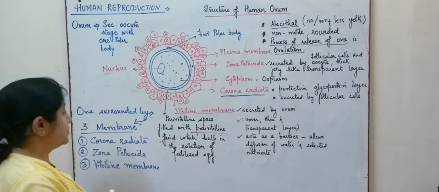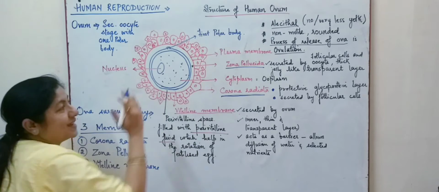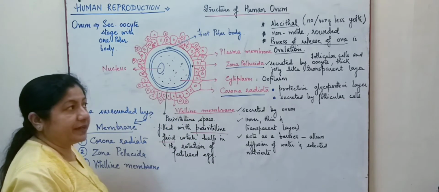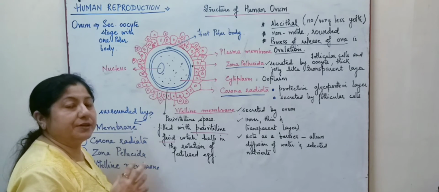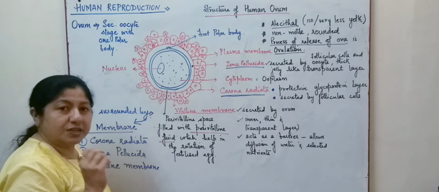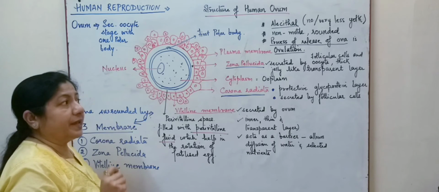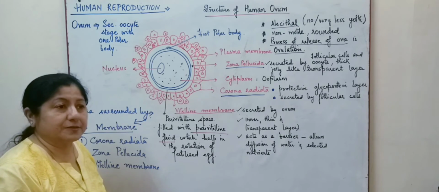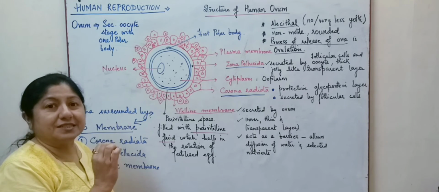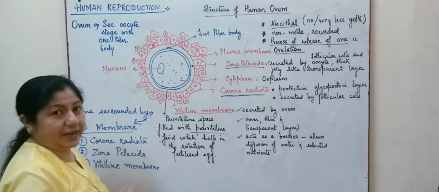The second layer which we are talking about is the zona pellucida. It is towards the inside of the corona radiata, and it is produced by the oocyte as well as the follicular cells. It is a thin transparent layer which is jelly-like, and this layer plays an important role because the zona pellucida actually identifies the sperm which is specific to that particular species, allowing the entry.